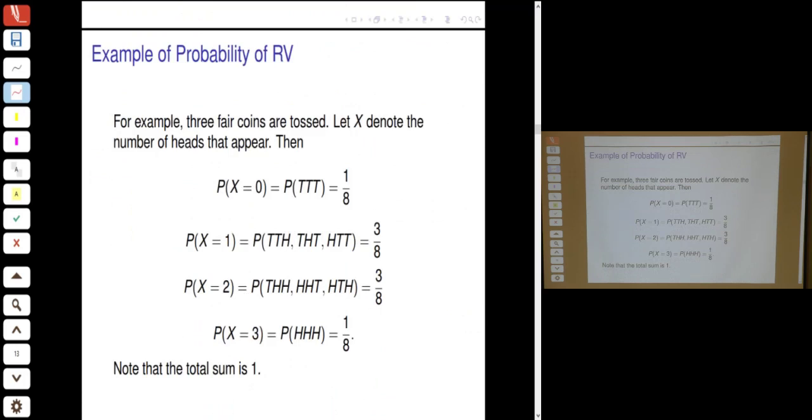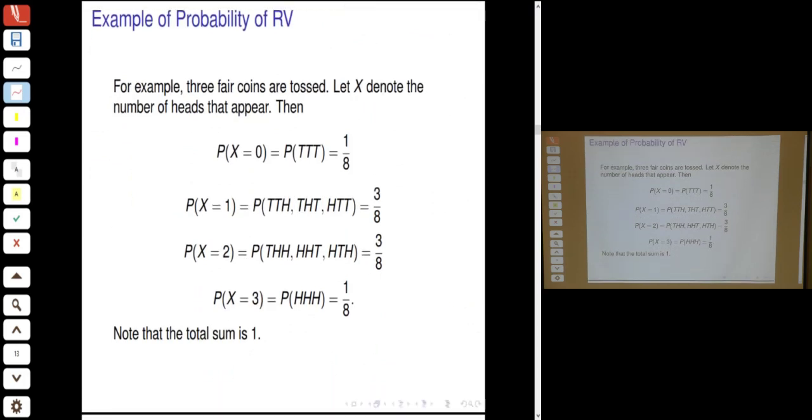So, here is an example: probability of random variables. Three fair coins are tossed independently of each other. Let X denote the number of heads that appear. What is the probability that X equals 0? Now, let us look at the event that X equals 0. X equals 0 means that no heads appear, which means that the outcome of all the coins must be tails. So, it is the probability of TTT, and you can see that this probability is 1/8 in 2 ways.